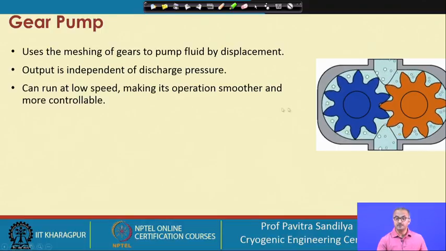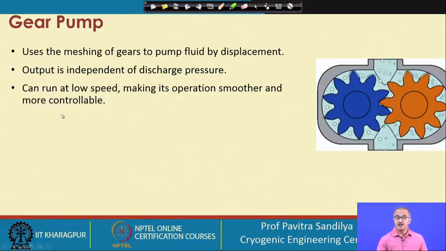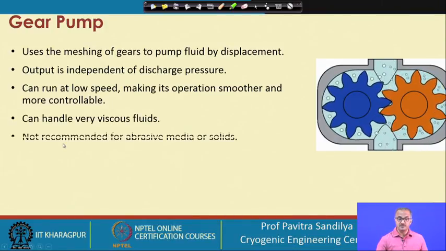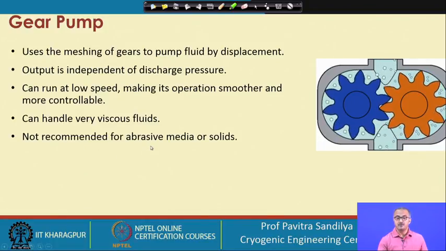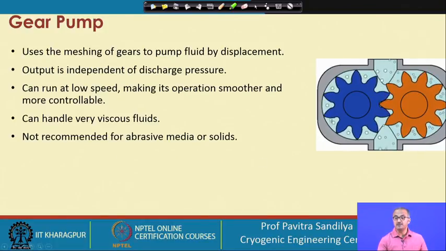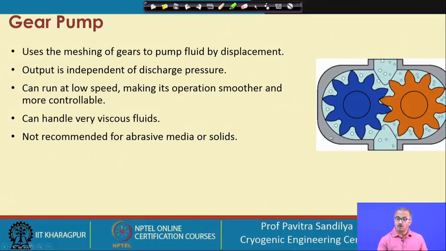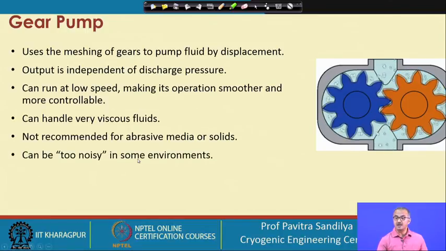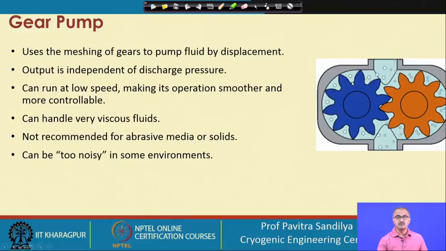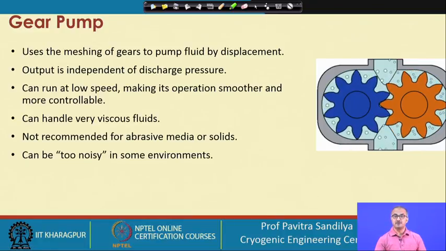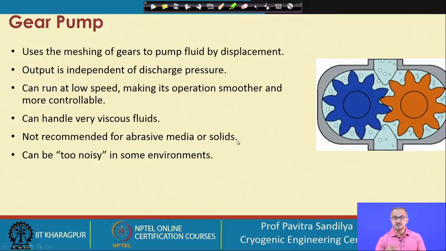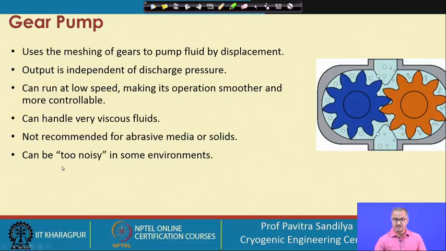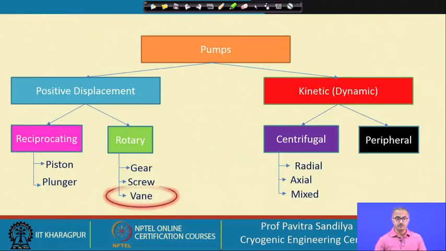And if it can be worked at a low speed, it means that we can have quite smoother operation and we can make it more controllable. It can handle very viscous fluids, but it is not recommended for abrasive media or solids, because in that case the wall of this casing will get damaged. So that is why it is not recommended for abrasive media. Also the teeth of the gear can get damaged by any kind of abrasive material. And because of this rotation and the gear meshing, there could be a lot of noise in the environment, and it can handle low flow rates.